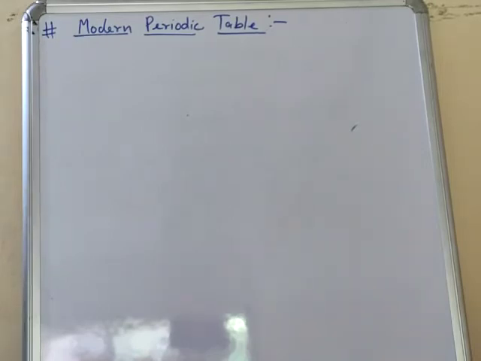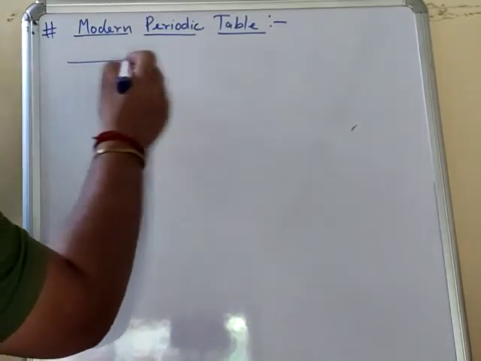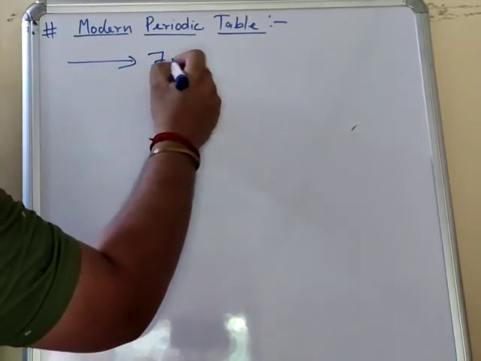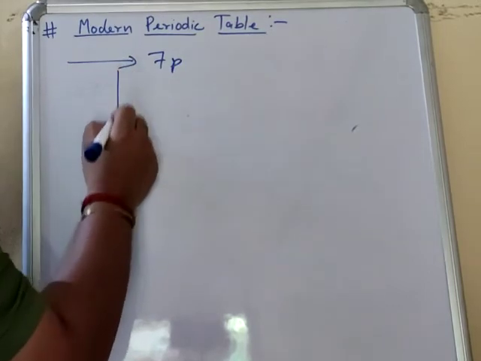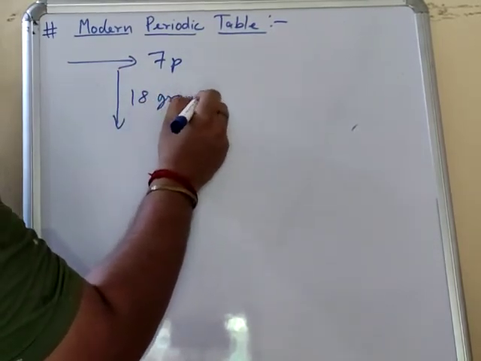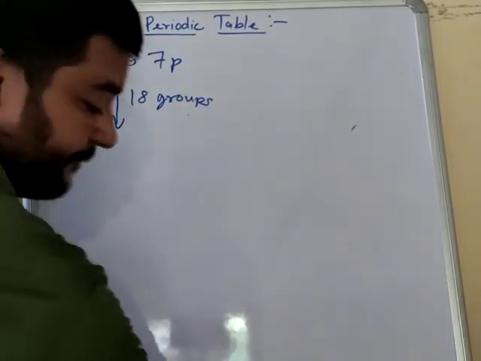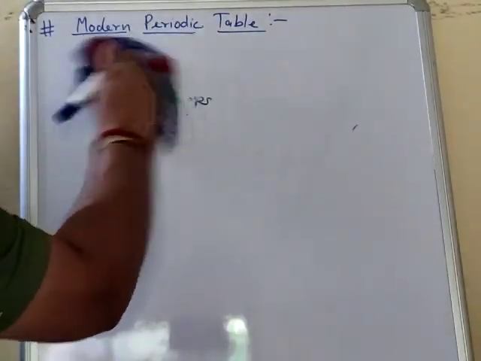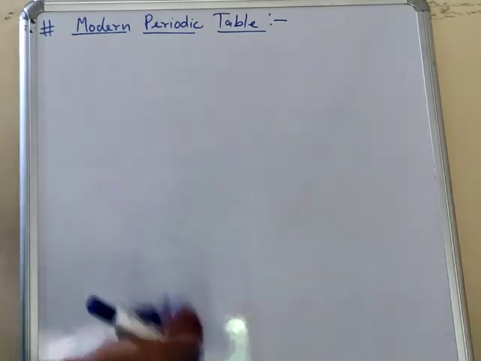Okay, so now we'll discuss the modern periodic table, the actual table. So there are 7 periods. How many periods are there? 7 periods. And how many groups are there? 18 groups. Okay, and only 20 elements you have to study in 10th standard. Only 20 elements.